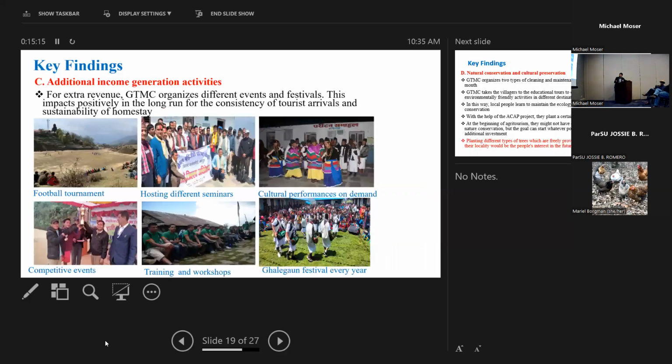For the extra income generation, they have different strategies. They organize a football tournament. They organize competitive events like local games as well. They organize different seminars, training, and workshops as well. They also organize cultural performances, and once a year they organize a festival, the Ghaleguan festival, which is in Nepalese New Year. It's around April.